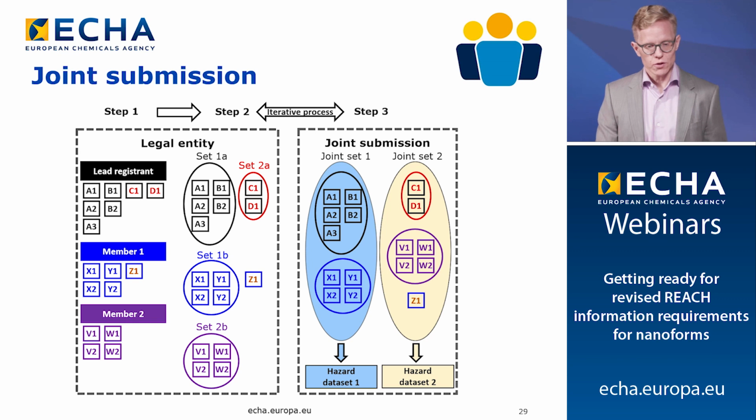Defining the set for each legal entity and for the full joint submission can be seen as an iterative process. The sets defined at level of joint submission may have an impact on the sets that each legal entity reports in their own registration dossier and vice versa. This involves also agreeing on a justification for the sets of similar nanoforms.